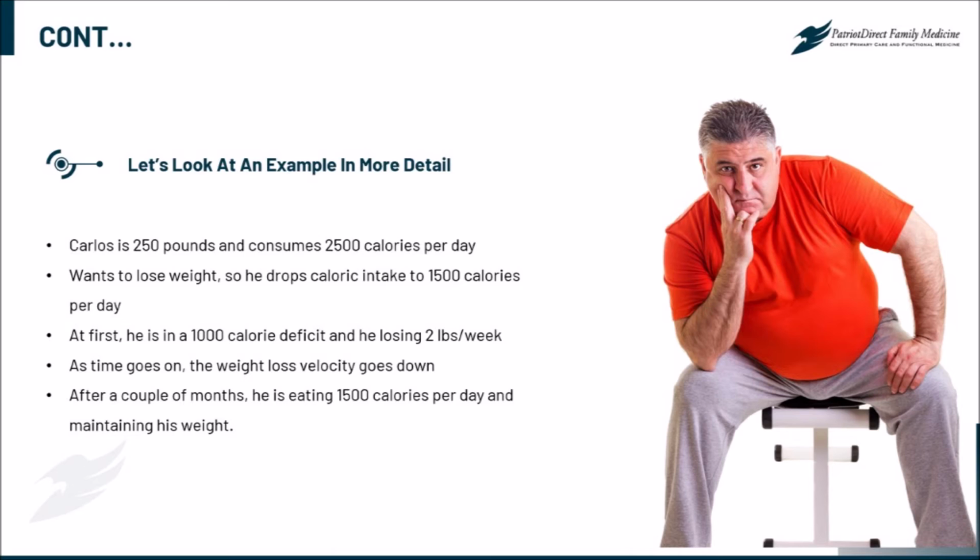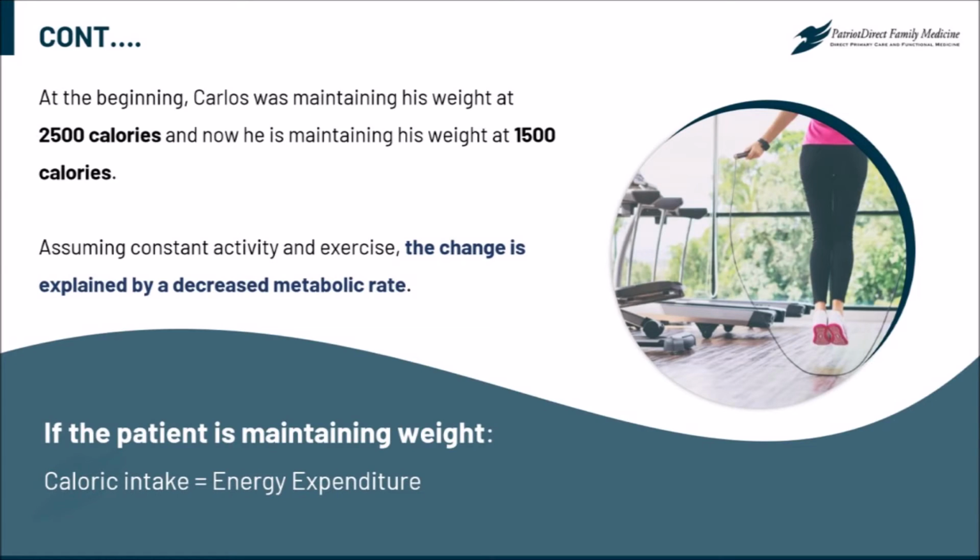A couple of months go by. Now he's losing 1 pound per week, then a half a pound per week, and then all of a sudden he's eating 1,500 calories per day and maintaining his weight. At the beginning, Carlos was maintaining his weight at 2,500 calories, and now he's maintaining his weight at 1,500 calories. If a person is maintaining their weight, then the change in total energy, aka caloric deficit, is 0. Thus, the following equation is true. If the patient is to maintain his weight, caloric intake equals energy expenditure. If activity and exercise is constant, then this phenomenon is explained by a decrease in the metabolic rate.